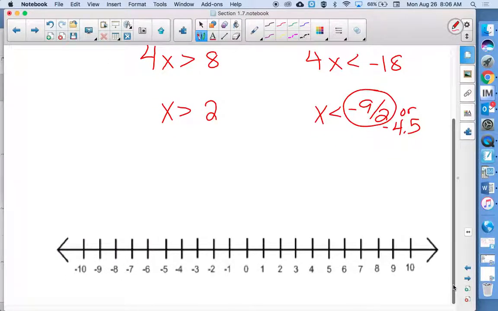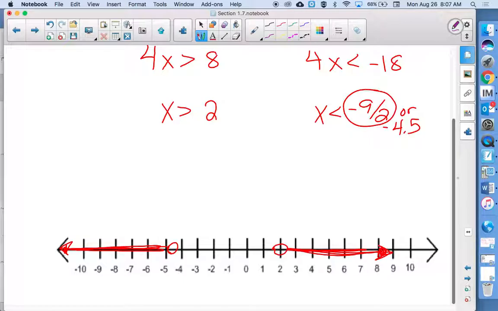So again, greater than is an open circle. Bigger than 2 means we want the numbers that are larger than it, which goes to the right. Less than is also an open circle, and we're at negative 4.5, which is in between here. And then we're shading in the other direction. Questions?